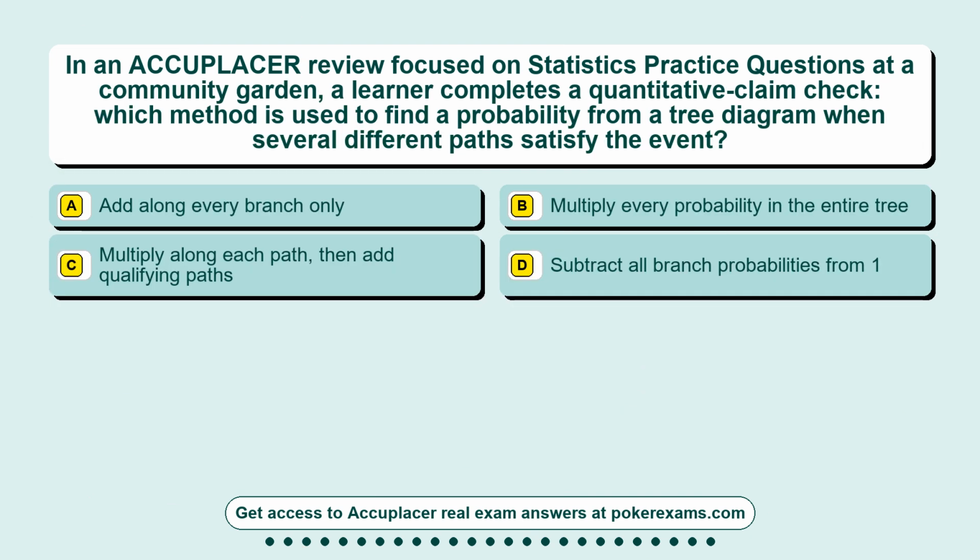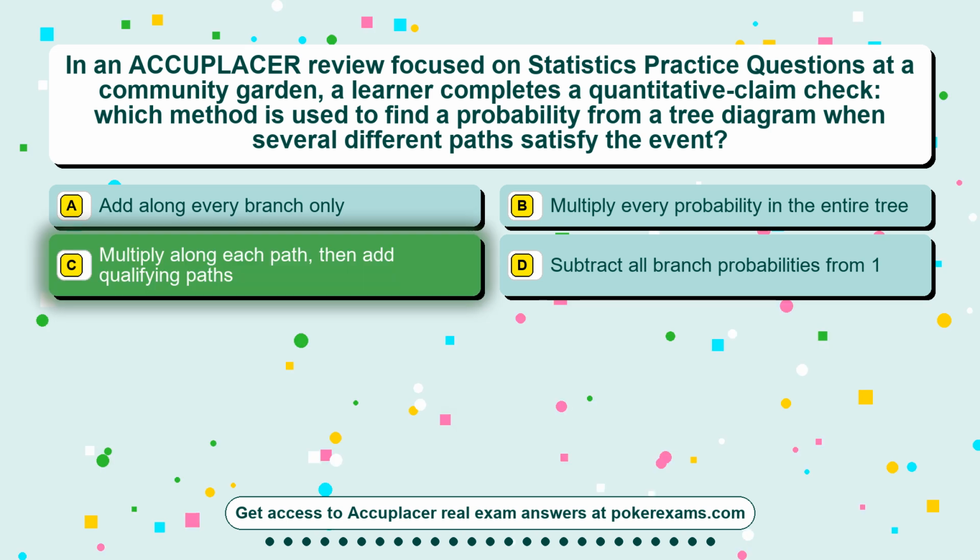Question 24. In an Accuplacer review focused on statistics practice questions at a community garden, a learner completes a quantitative-claim check. Which method is used to find a probability from a tree diagram when several different paths satisfy the event? Option A, add along every branch only. Option B, multiply every probability in the entire tree. Option C, multiply along each path, then add qualifying paths. Option D, subtract all branch probabilities from 1. The correct answer is option C, multiply along each path, then add qualifying paths.